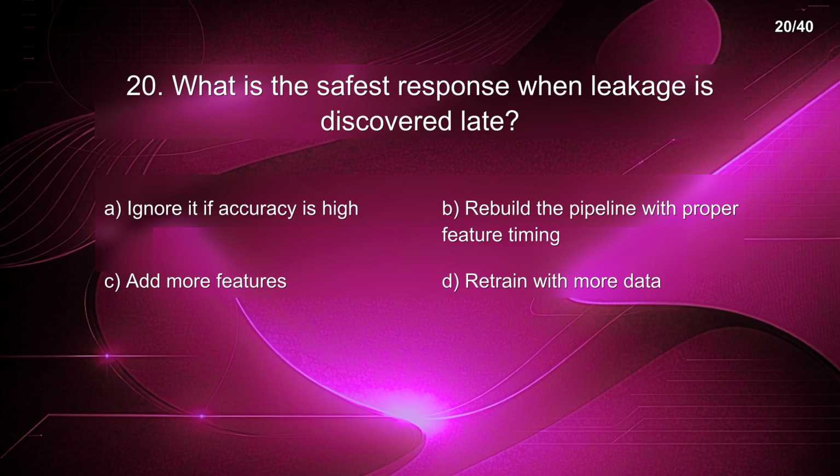Twentieth question. What is the safest response when leakage is discovered late? A. Ignore it if accuracy is high. B. Rebuild the pipeline with proper feature timing. C. Add more features. D. Retrain with more data.